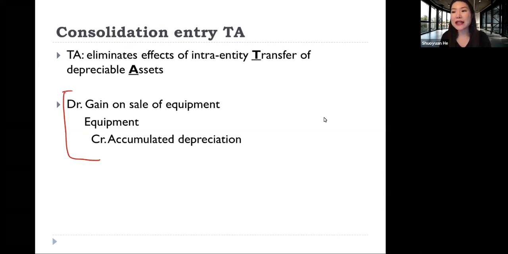If there's any gain, it can also be a loss, actually. If it is a loss, we need to credit a loss on sale of equipment. But the idea is any gain or loss we generate from those intra-entity transfers needs to be reversed, either debit or credit back.